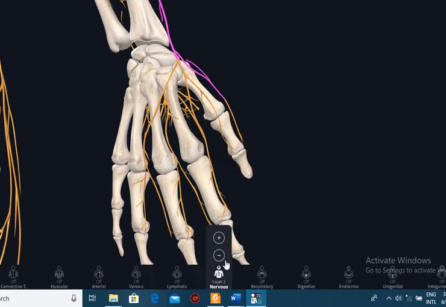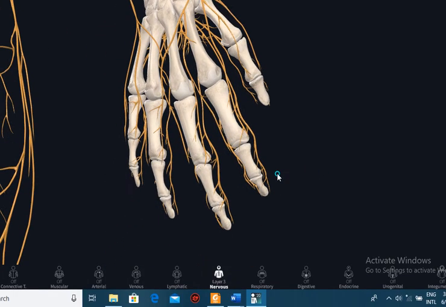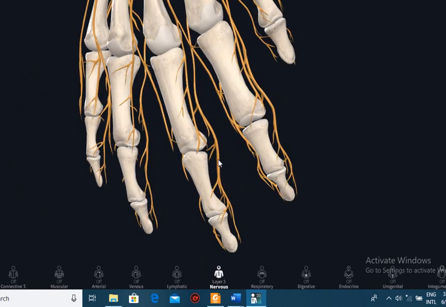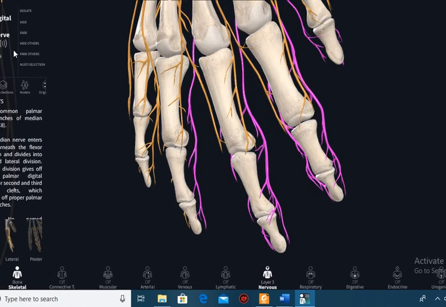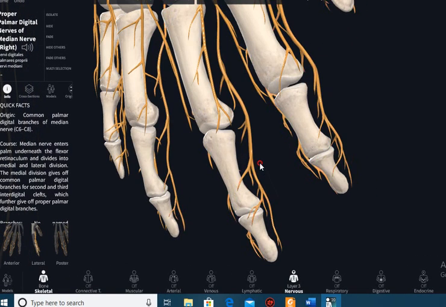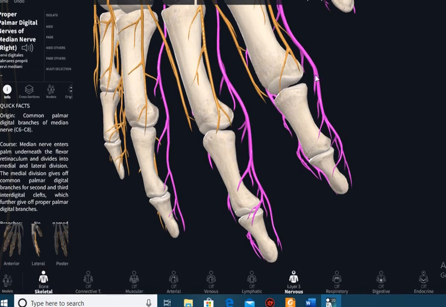Now if we descend again with the radial nerve, this is the branch of the digital nerve, the median nerve. If you see very well, the median nerve is going to take the whole finger, and also part of the nails, to the posterior aspect. The median nerve takes the whole finger, and also takes part of the nails.